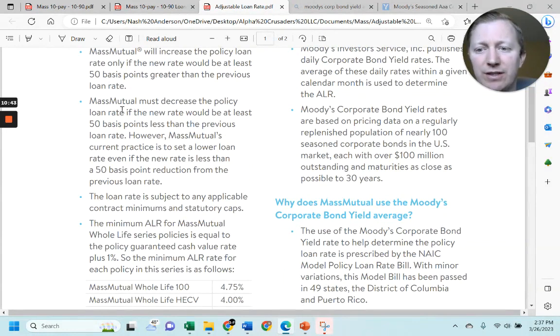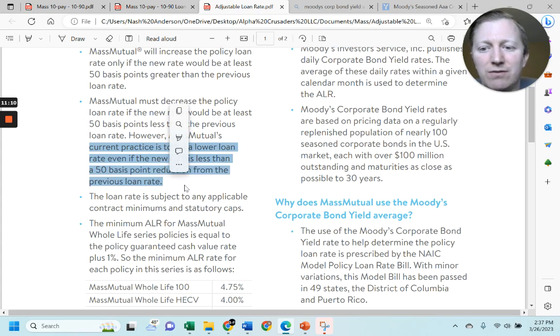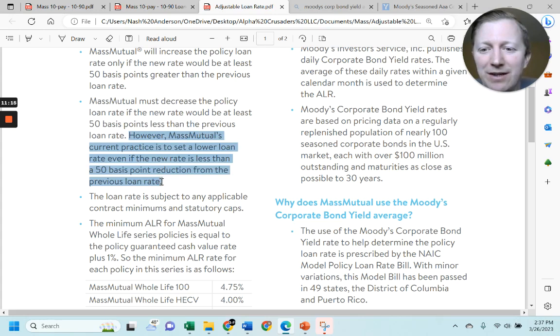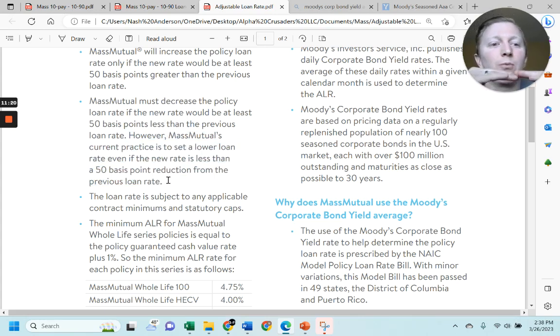Mass Mutual must decrease the policy loan rate if the new rate would be at least 50 basis points less than the previous loan rate. Okay, that doesn't sound great. If it increases, you have that protection, but also on the decrease, that wouldn't be great. However, Mass Mutual's current practice is to set a lower loan rate even if the new rate is less than 50 basis points reduction from the previous loan rate. So they kind of contradict themselves here. I think maybe they're just reserving the right to change that practice.